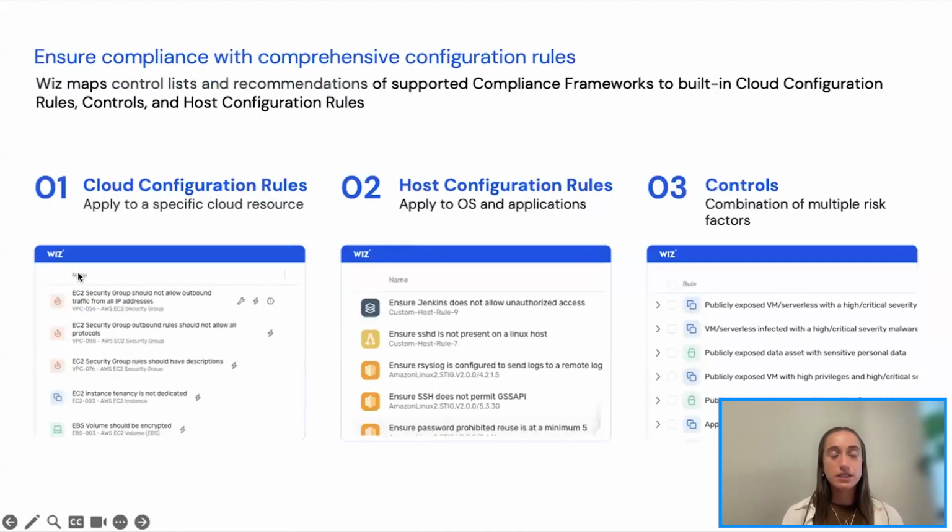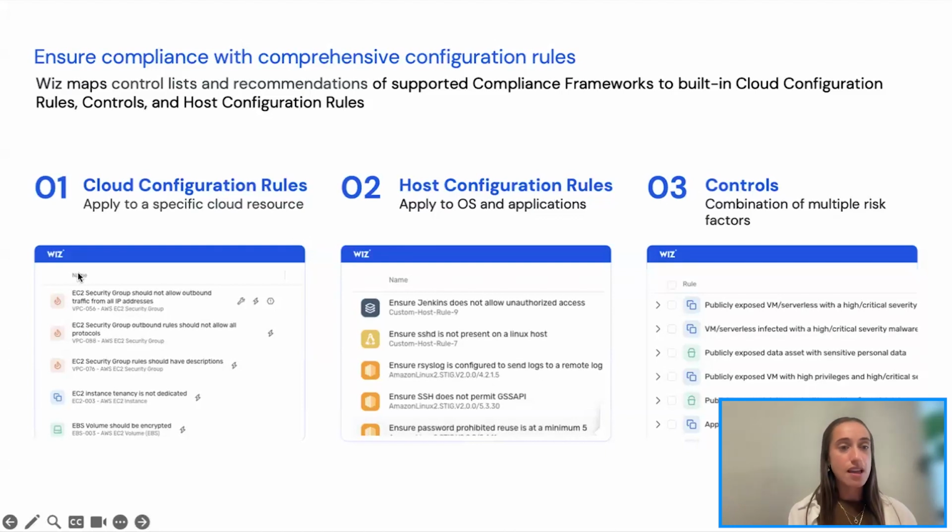So with those built-in frameworks, for example, for the cloud framework, a PCI framework is made out of different types of policies that Wiz maps back to the standards from the compliance regulation itself. So what does that look like? First of all, the first type of policies is called cloud configuration rules. And those are like the traditional CSPM checks that look at your cloud resources misconfiguration.